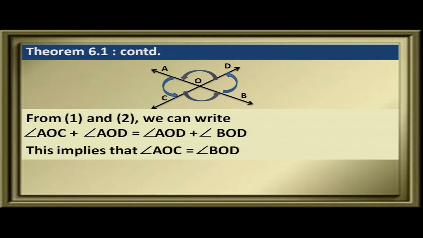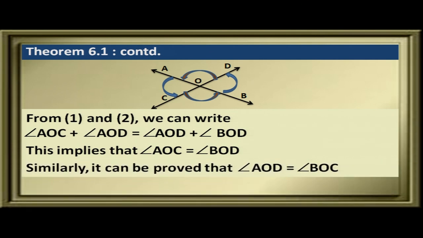This implies, by subtracting equals, which are the equals on both sides? Angle AOD. So, subtracting the equals from both sides, we have angle AOC equal to angle BOD. What was AOC? AOC was this angle and BOD is this angle. So, AOC and BOD are vertically opposite angles, and we proved that angle AOC and angle BOD are equal. Similarly, by taking OB as the ray and CD as the straight line, we can also prove that angle AOD is equal to angle BOC.